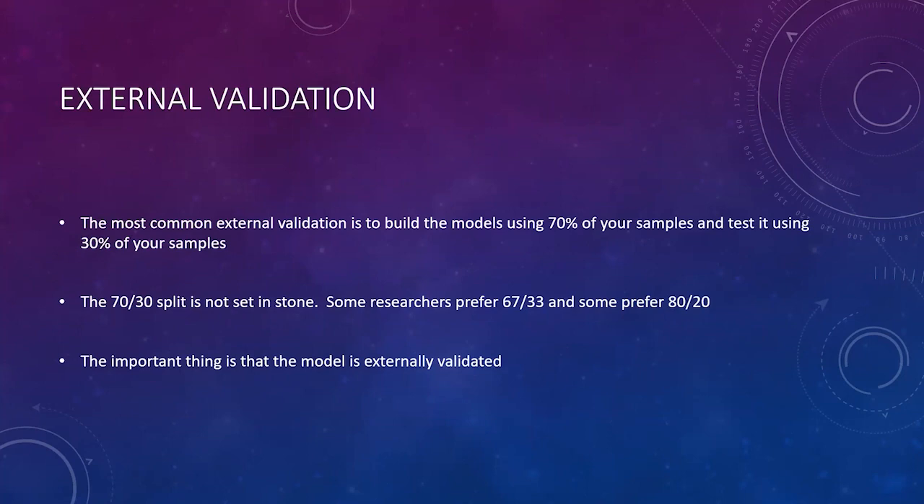External validation. So the most common external validation is by using 70% of our samples to build the model, and then test it with 30% of the samples. So basically, you want to make sure that those 30% that are external validation samples are correctly classified from the model you built with the 70%. Now, the 70-30% isn't set in stone. Some people like the 2/3, 1/3, and some people 80-20. It really doesn't matter as long as you do the external validation. That's the most important thing. If it's not there, I'm going to be the first to ask why it isn't, and if you can do that in order to make your manuscript or your work publishable.